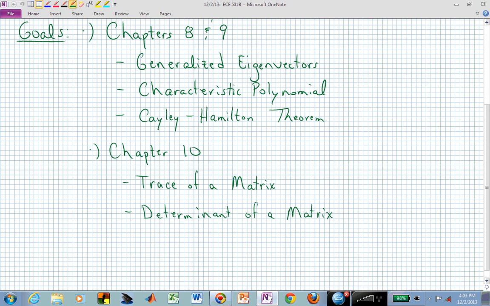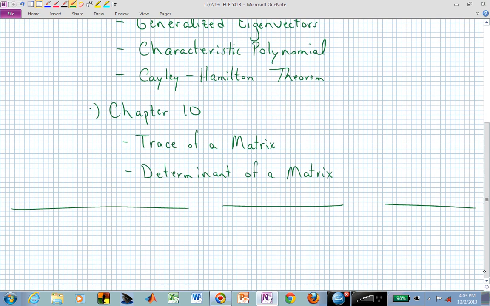In chapter 10, the trace of a matrix, that's just the sum of the diagonal entries. That's equal to the sum of the eigenvalues. That one's pretty clean. So we've already covered half of chapter 10. The remaining half is the determinant of a matrix. That's just the product of the eigenvalues. So the product of the eigenvalues is equal to the determinant of a matrix. Those are sort of the facts that we will use from chapter 10, and some of that will allow us to pretty quickly conclude whether or not a matrix is or is not invertible if we know something about the eigenvalues.